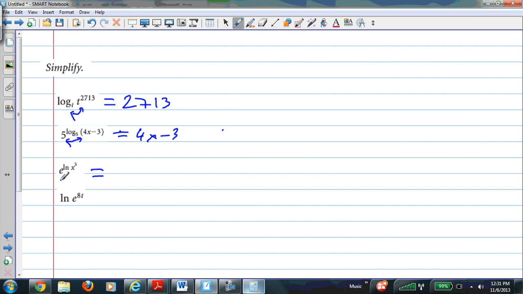Same thing here, e to the power natural log of x cubed. Natural log is base e, so just like in the previous example, we'll be left with x cubed. And the same thing here, natural log of e to the power 8t, the bases match, we'll be just left with 8t.